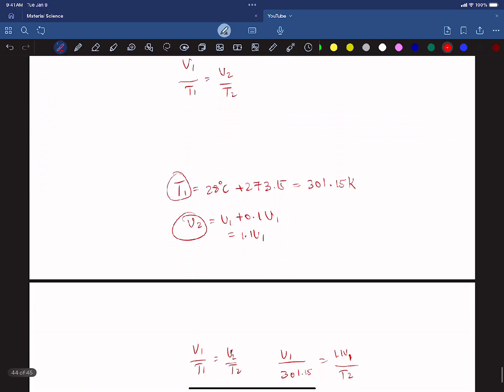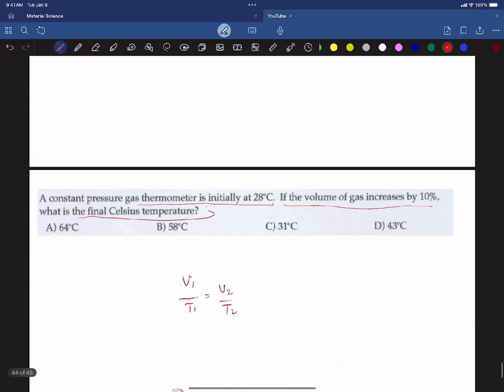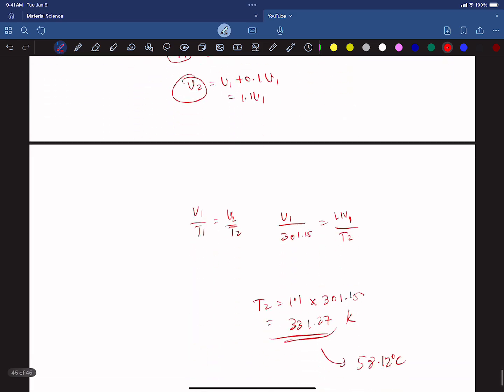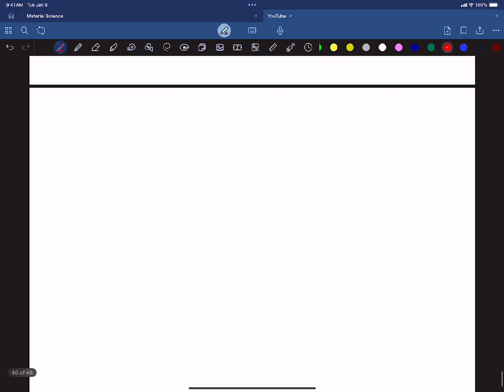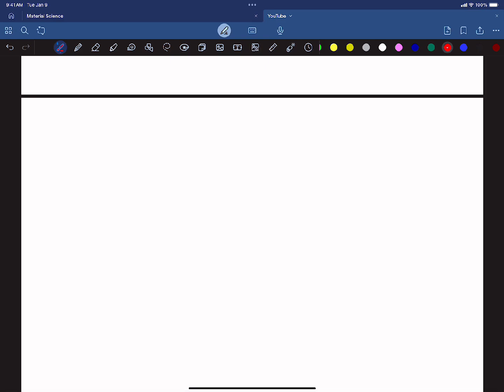Oh, you need to convert this into Celsius. So when you convert this into Celsius, you will get 58.12 Celsius. Answer is B. Let's move on to the next question.